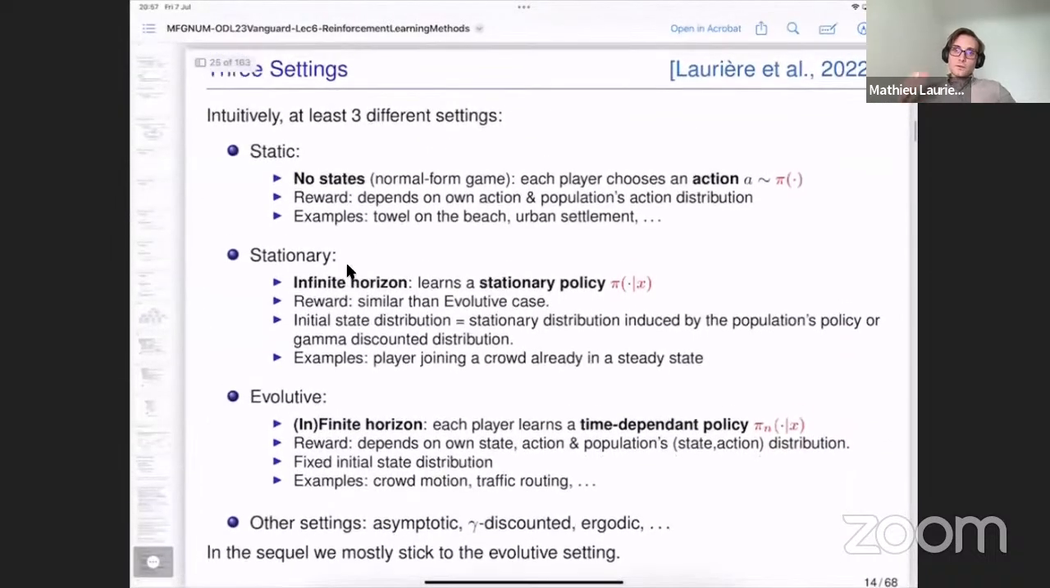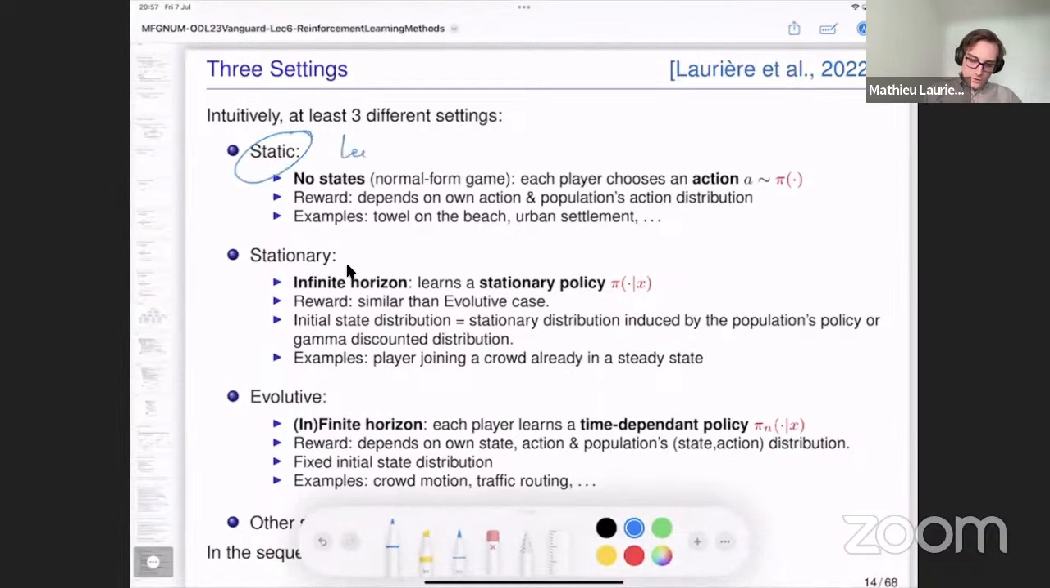I will focus mostly on what I call the dynamic setting, in which the distribution can evolve. I will discuss the infinite horizon setting and the finite horizon setting. It doesn't make such a big difference because anyway, the distribution evolves, which means you cannot be satisfied with stationary policies. There are other settings, for example, the static one.